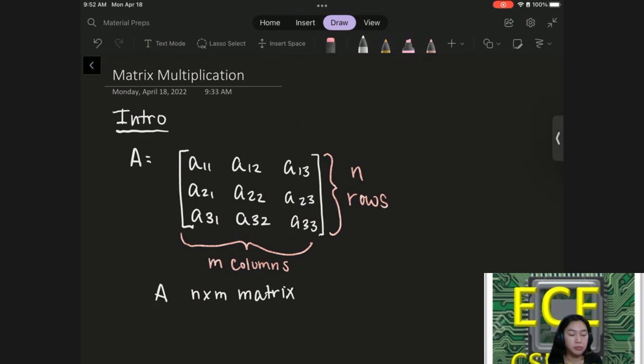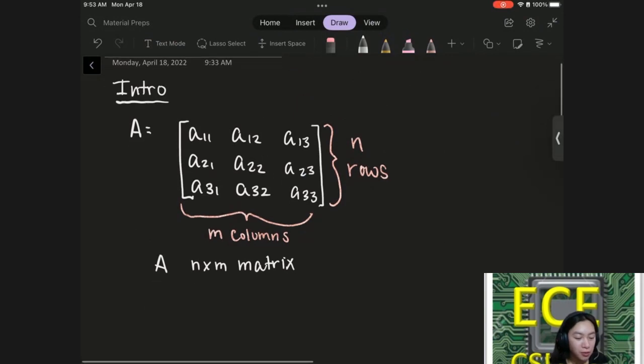the column. And so the way I remember it is that it's rude to talk about how wide a person is. So you talk about how tall a person is. And so you talk about how tall a matrix is, which is its rows, and then you talk about the columns.